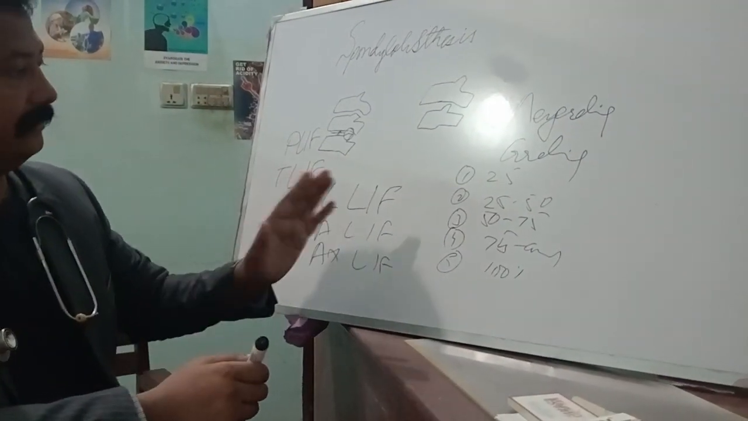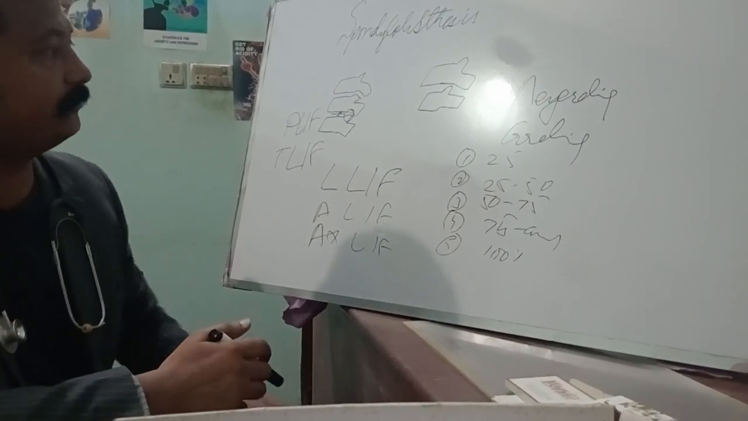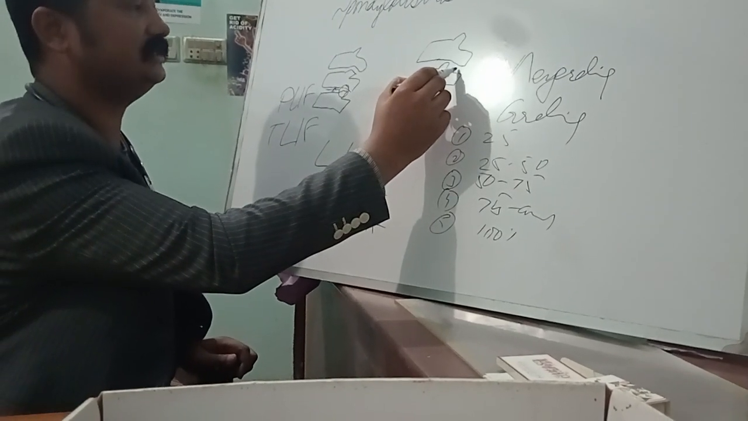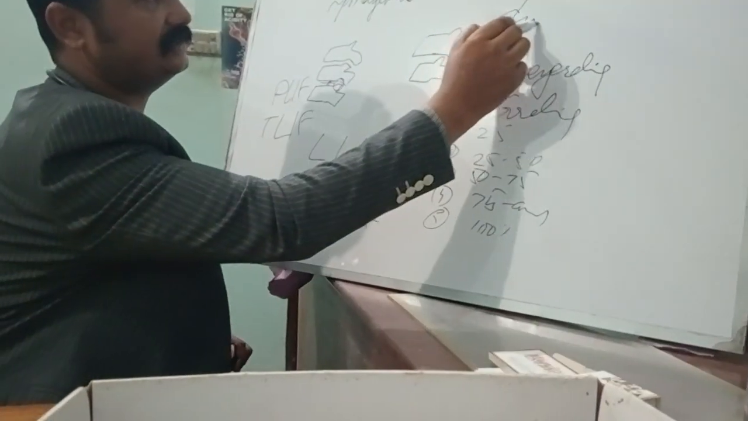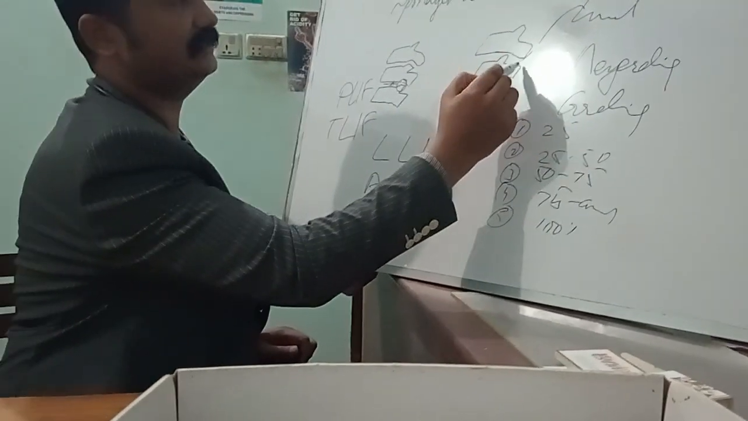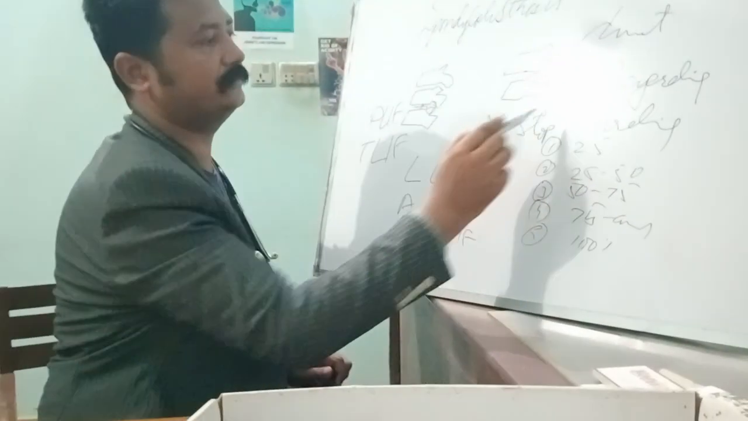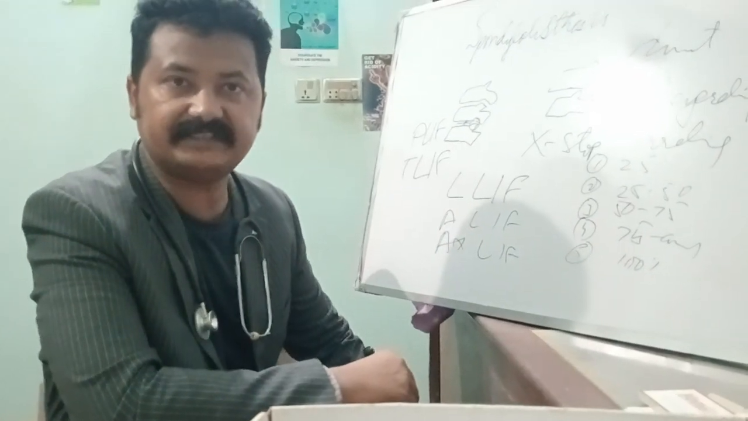And last but not the least, the third procedure is the procedures to increase the limitation of extension, in which we will do the limitation of extension by interspinous spacer. This is known as X-stop. So these are the different surgical treatments which are available.